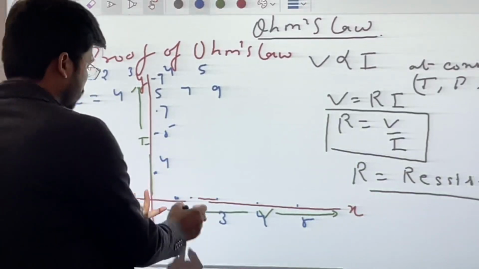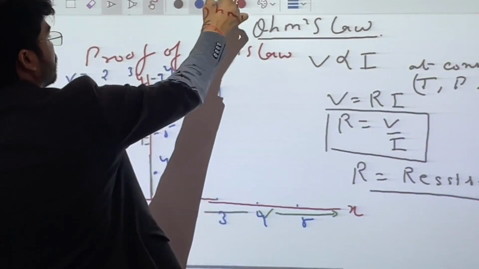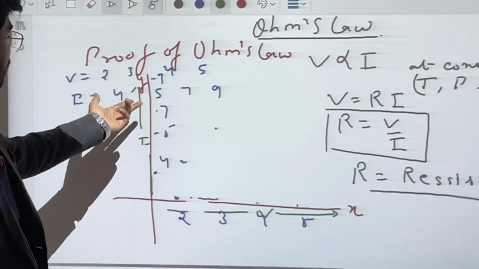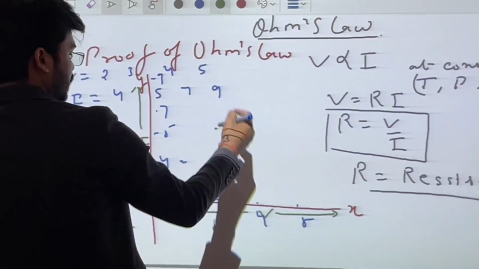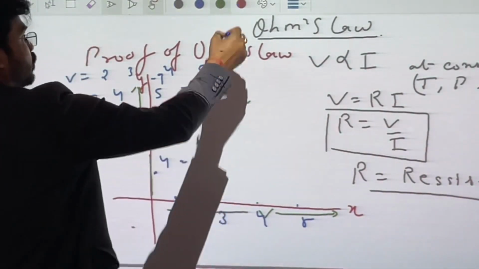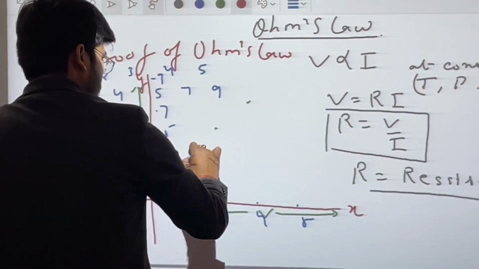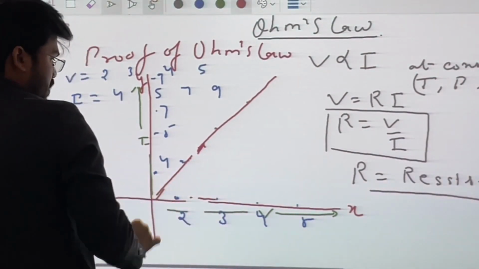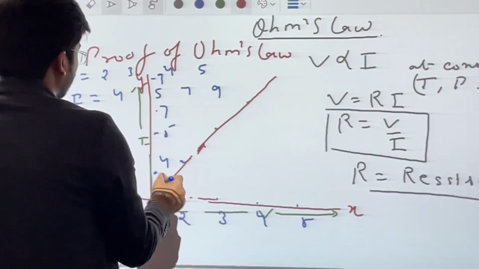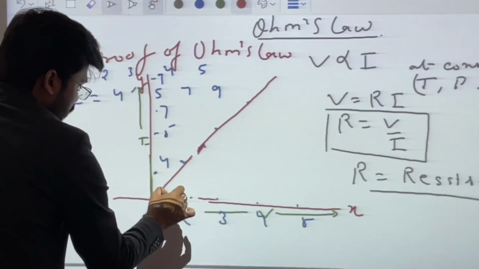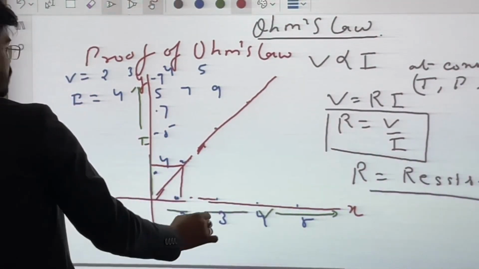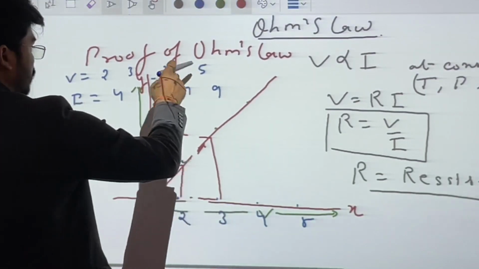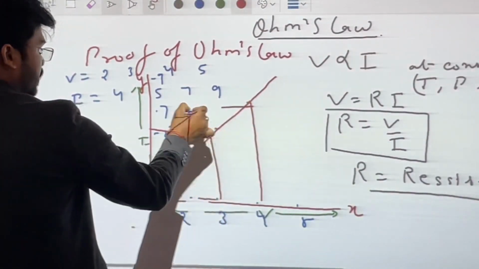So on the x-axis V and on the y-axis I. So 2 at 4, similarly 3 at 5 and 4 at 7. So if we draw these points, they are in a straight line, collinear.